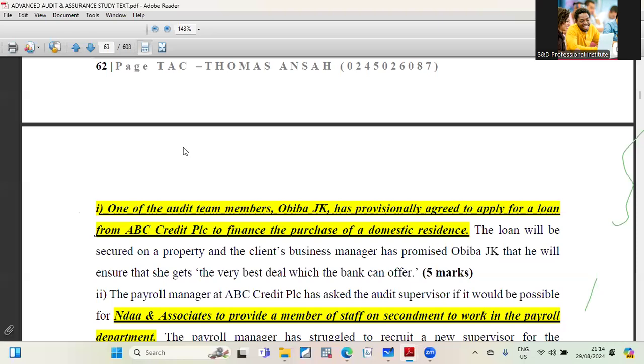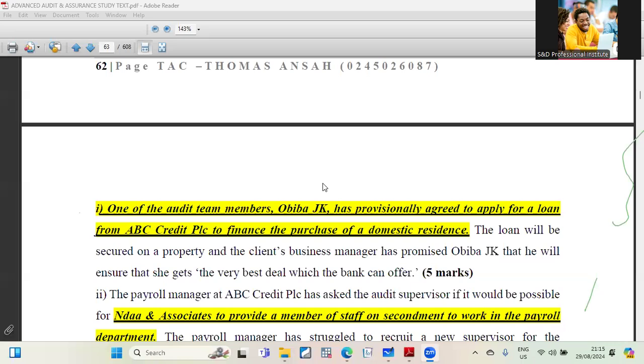Self-interest. But if you don't want to write self-interest, you can also say that ABC Credit to finance Obiba JK agrees loan. So you can use loans from clients. You can heading it loan from clients, loans and advances. Yes. So you can use any of those 2 statements.